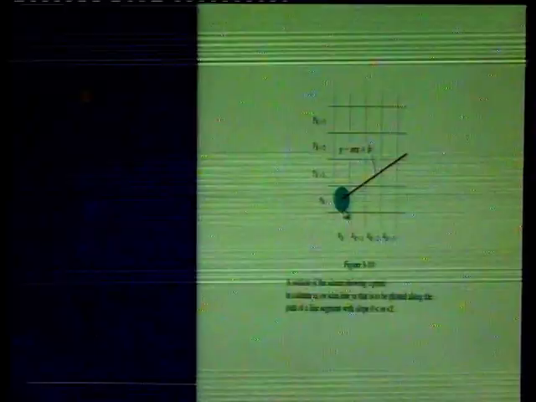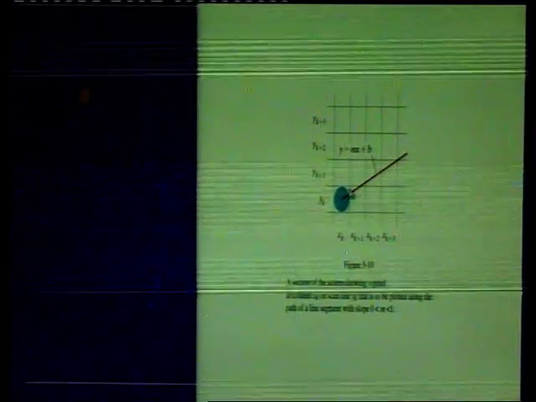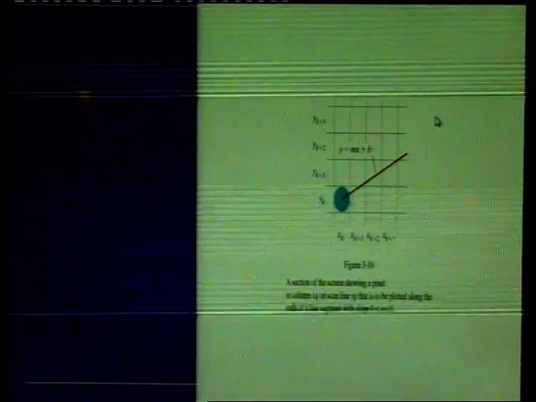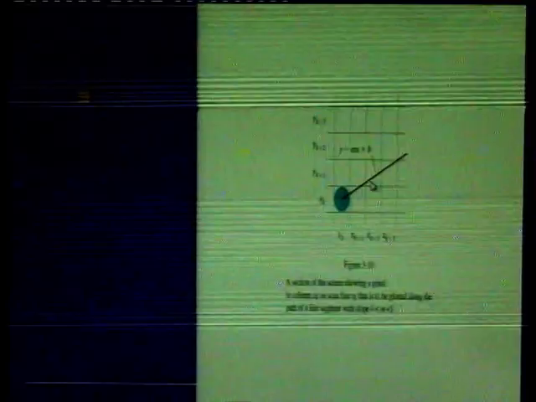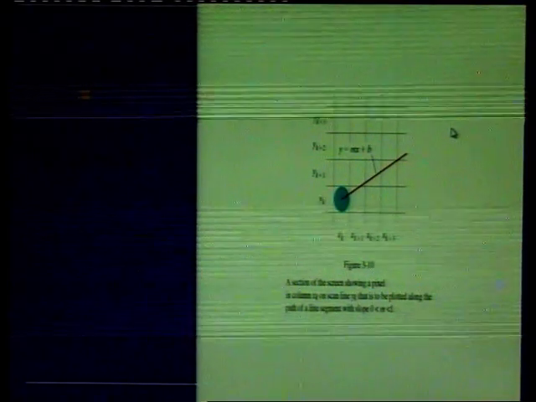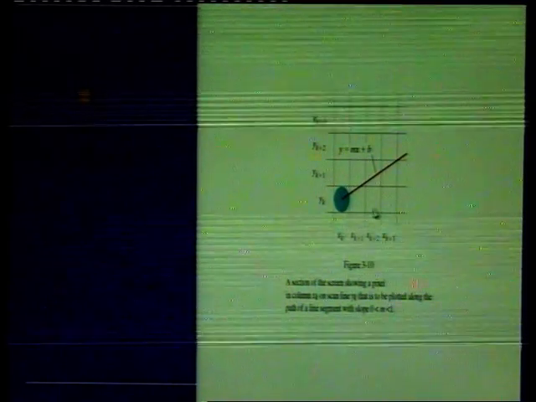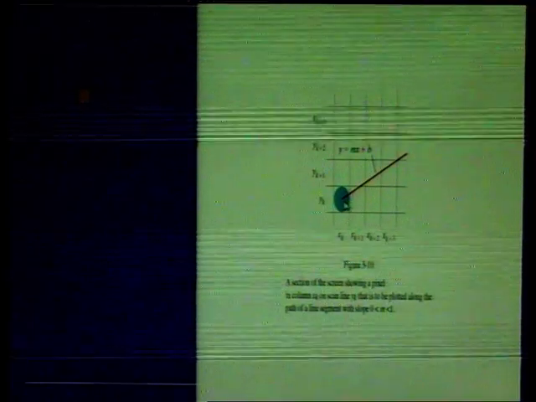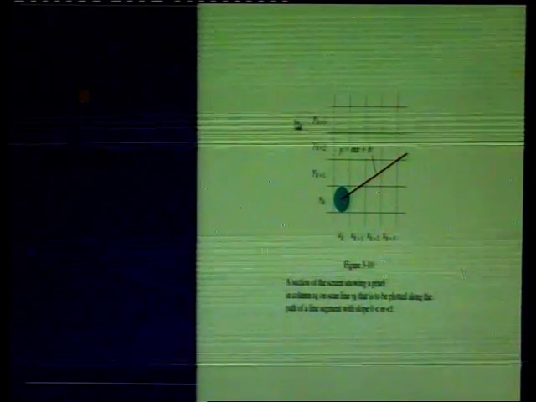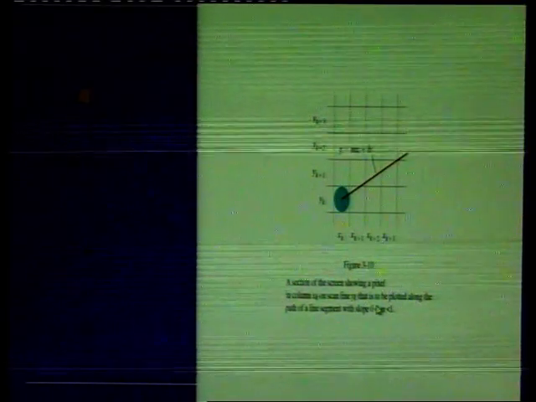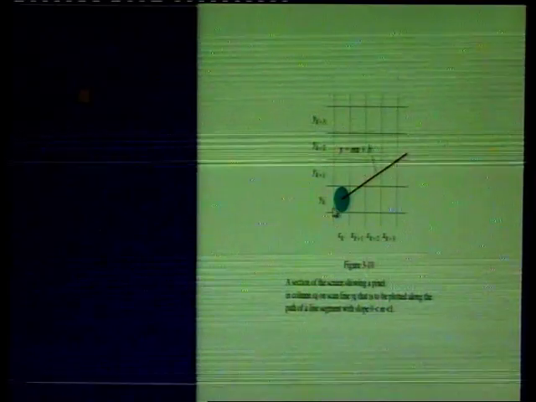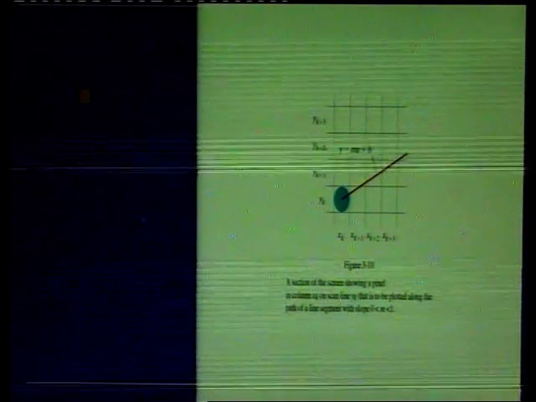This is the first pixel, that is xk yk. From this pixel up to the last pixel, which pixel will be on during this line segment? This is an example of a screen showing a pixel in the column xk on the scan line yk, that is to be plotted along the path of a line segment with the slope 0 to 1.